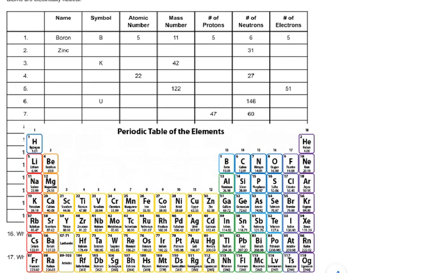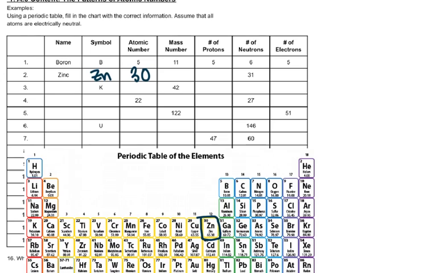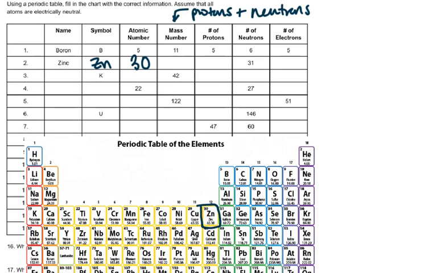So I'm going to do zinc, number 2. So zinc is right here on the periodic table. So first thing you have to do is find these on the periodic table. The symbol is Zn, so the symbol is the letters. The atomic number, that's the whole number. For zinc, it's 30. The mass number is protons plus neutrons. So I don't have either of those, well, I have the neutrons, but I don't have the protons yet, so I need to skip mass number.